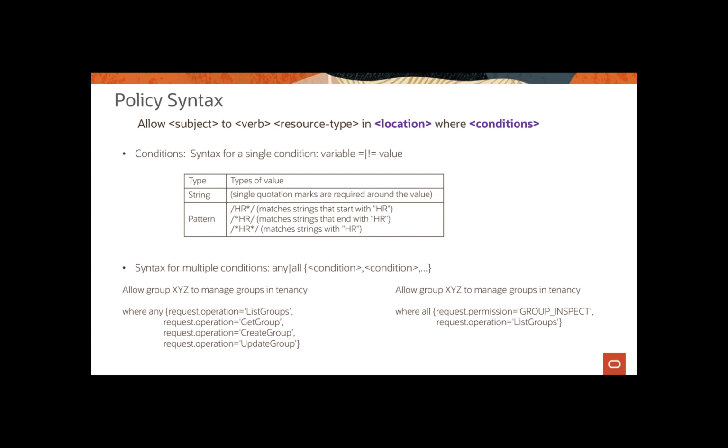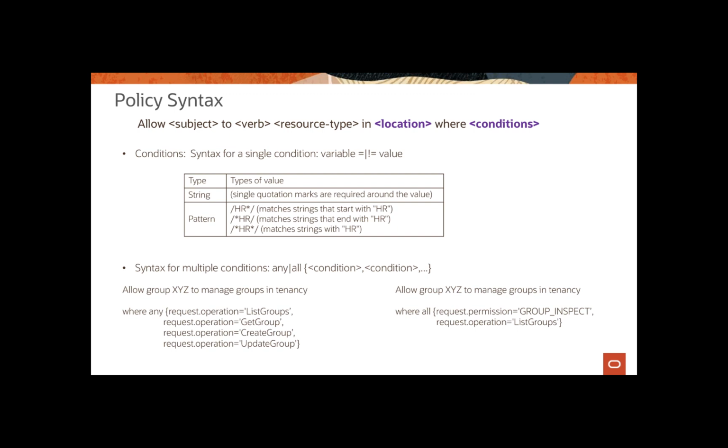The string value is a single thing in single quotation marks around it, like the PHX we saw on the last slide. And then there is the pattern kind of values, in which you can do pattern matching for more complicated scenarios. So in this case, HR star matches the string that starts with HR. It's the normal pattern matching syntax, where the condition has variables which are request dot something or target dot something, and then the value can be in single quotation marks, or it could be a pattern matching kind of value.